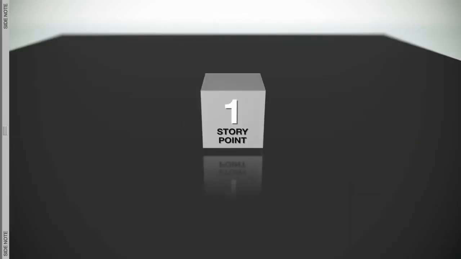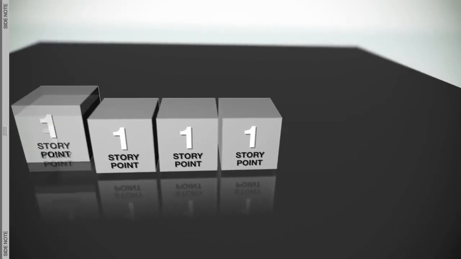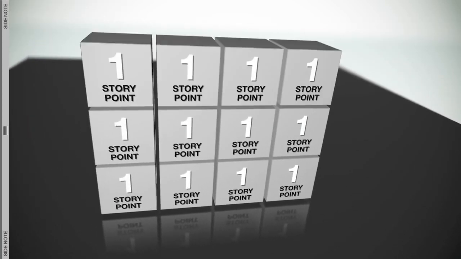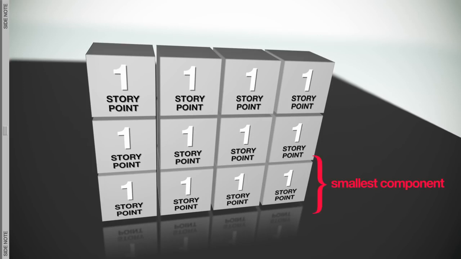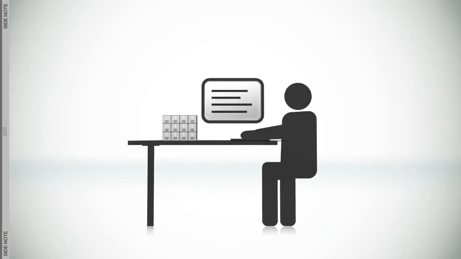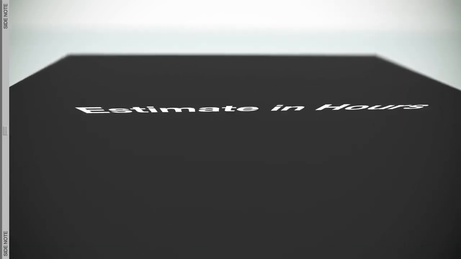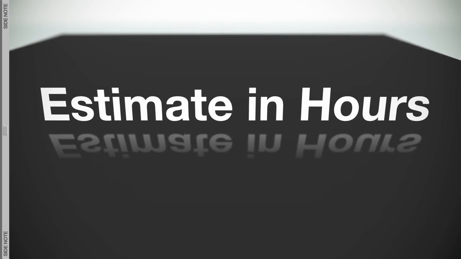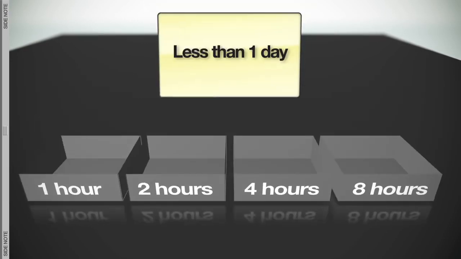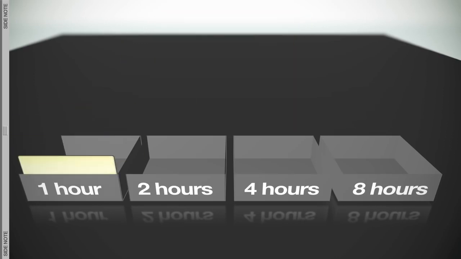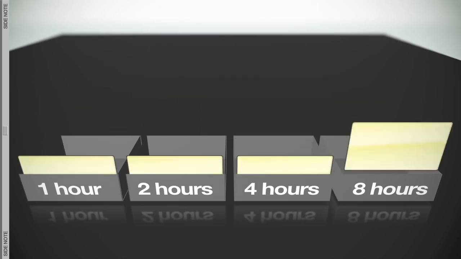There are a lot of techniques for creating good estimates. Some prefer estimating in story points, where estimates are made relative to building a small component with a known level of difficulty. Unfortunately, story points don't answer the question of, when will my project ship? I've found that the best technique is to estimate work in hours, but to use some standards in how estimates are done. For example, things that take less than a day to complete will be estimated as 1 hour, 2 hours, 4 hours, or 8 hours.